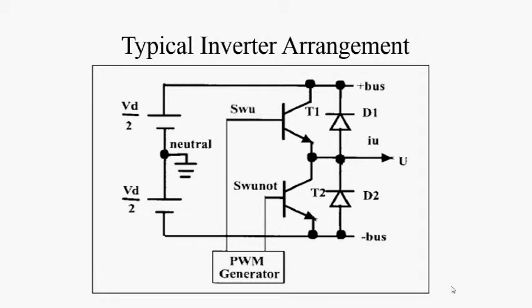There are 3 legs in a typical 3-phase inverter. There are 2 switching devices in a leg, and each has a freewheeling diode. And the switching pulses are generated by a PWM generator. The DC link is shown as a constant voltage source.